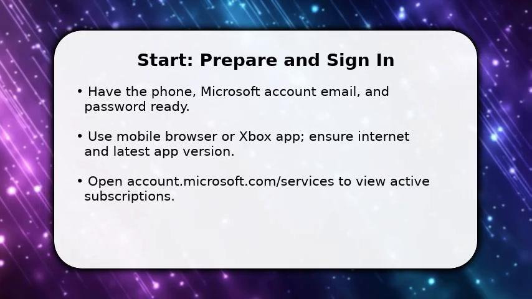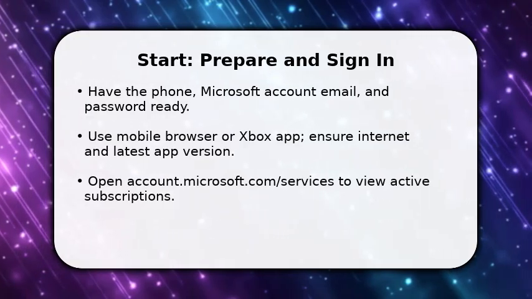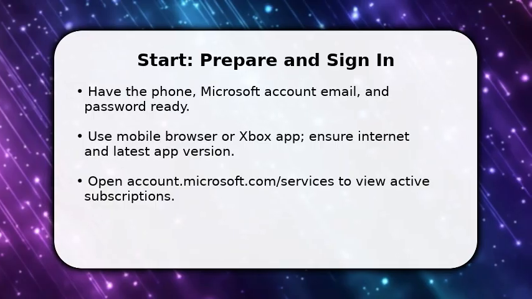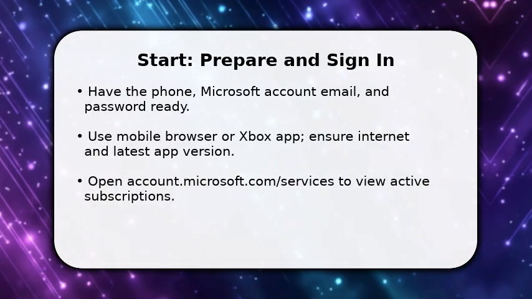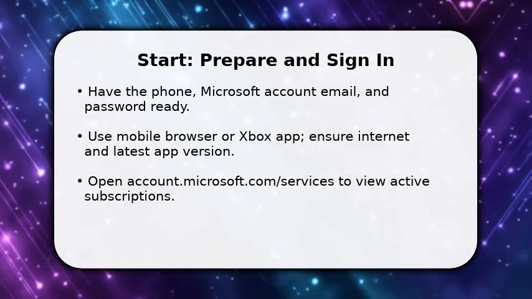You'll begin by signing in so you can act immediately. Open your phone's browser or the Xbox app and go to the Microsoft Account Services page. Sign in with the account that pays for Game Pass Ultimate.